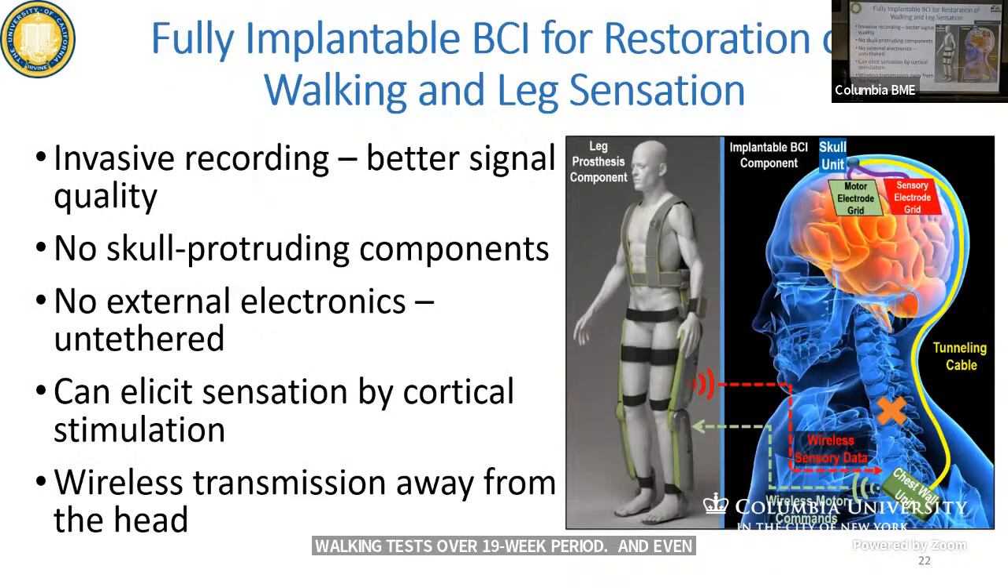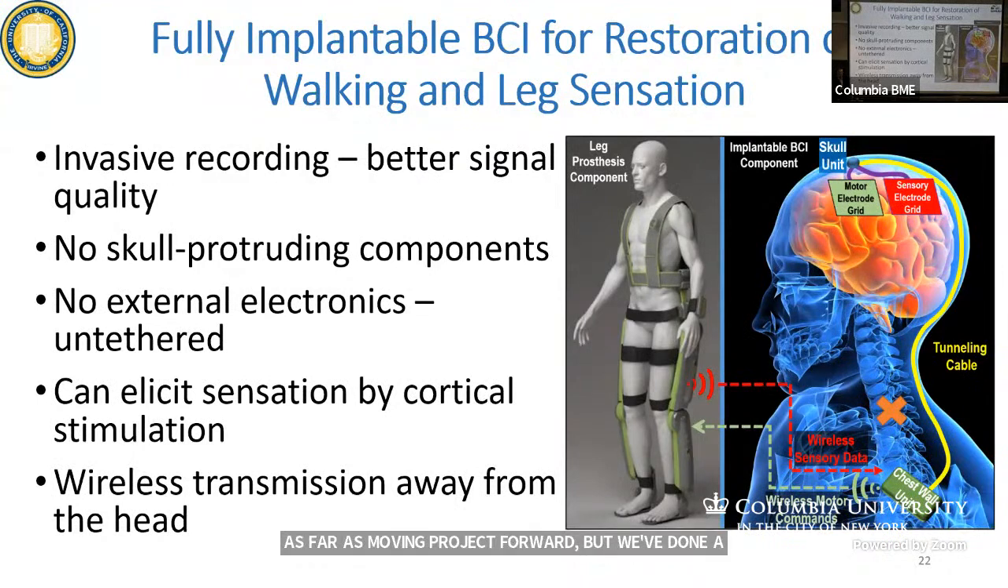And so in that regard, we wanted to really build such a system. We're still in the process. We've made a lot of progress. I'd say COVID hasn't been kind to us as far as moving this project forward, but we've done a lot of things. So why invasive?